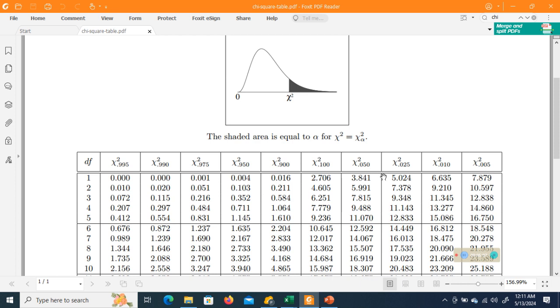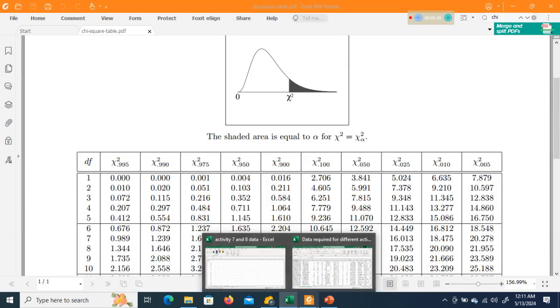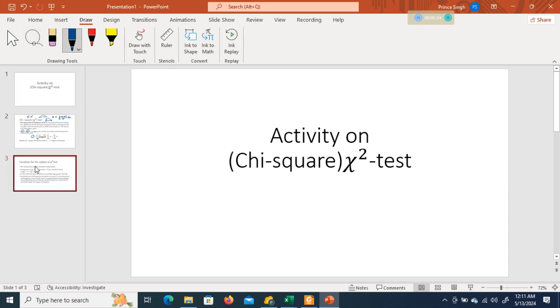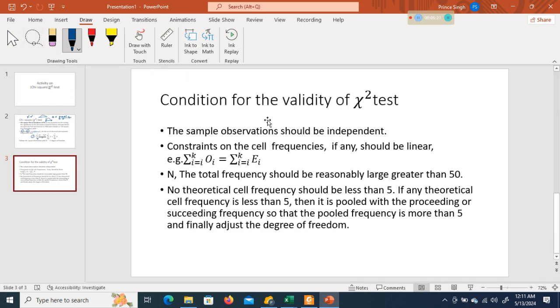So we can consider these two values the same. Okay, so we'll take an example, and on the basis of that we'll try to see what the result of that activity will be. So let us come to the activity part. The first thing is, when we are going to perform the activity, we need to understand the condition for the validity.